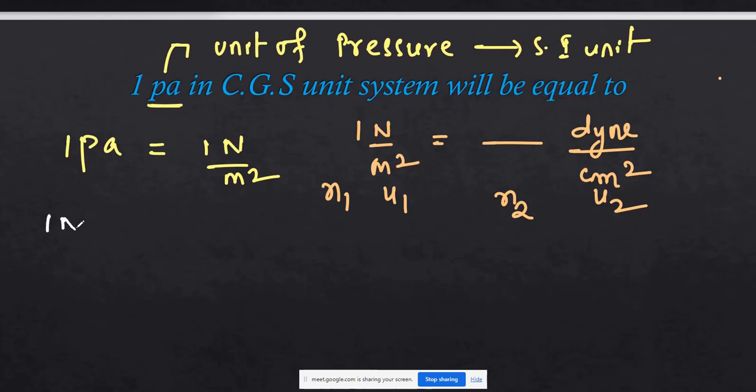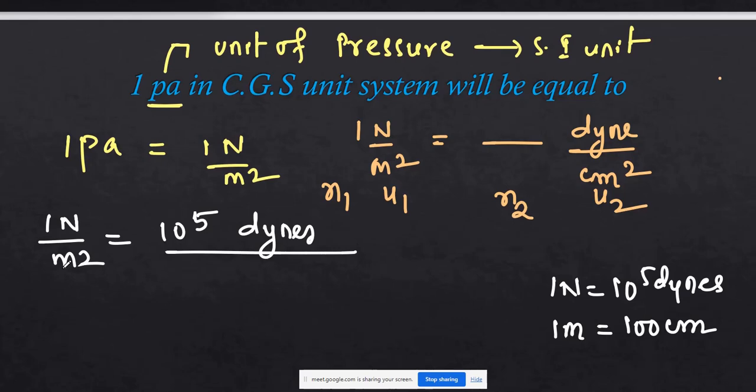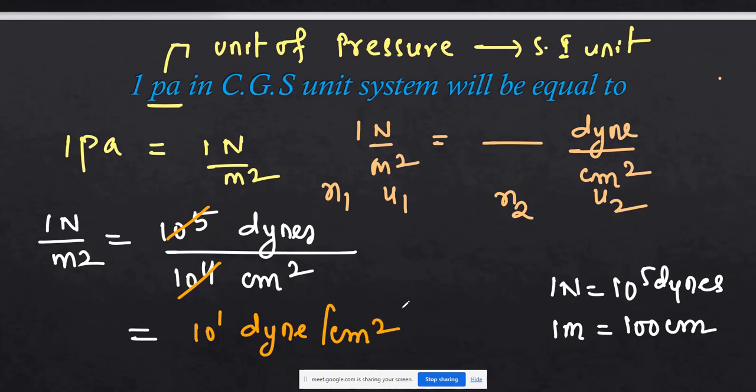Do the simplification. 1 Newton per meter square. 1 Newton is equal to 10 to the power of 5 dynes. And 1 meter is equal to how many centimeters? 100 centimeters. Just substitute here. 1 Newton is 10 to the power of 5 dynes, and in the denominator we have 1 meter square. So what will be the value now? 100 into 100, 10 power 4 centimeter square. So what will you get now? 10 power 4, 10 power 4 cancel. You will get 10 power 1 dyne per centimeter square. So this is the answer.